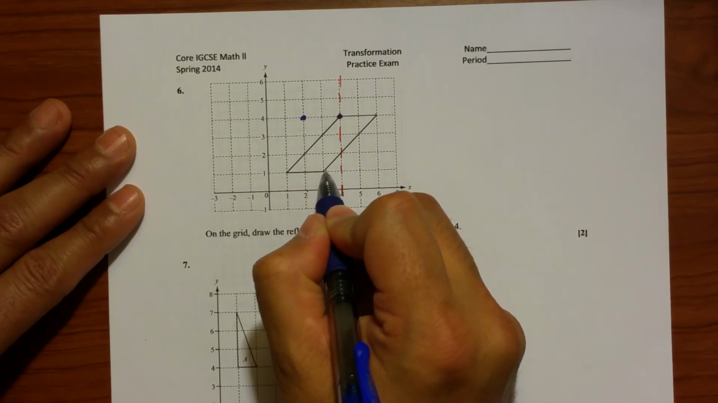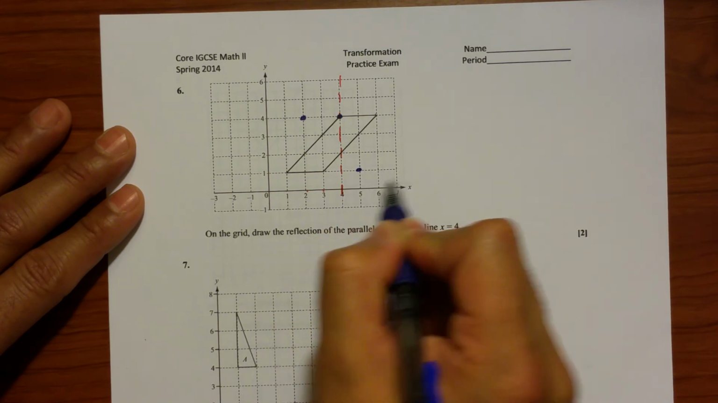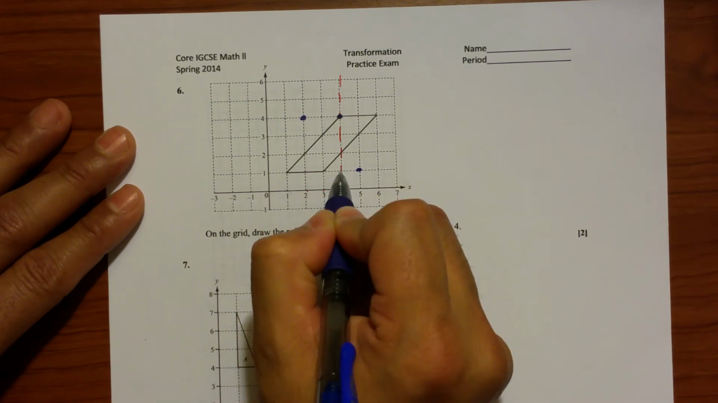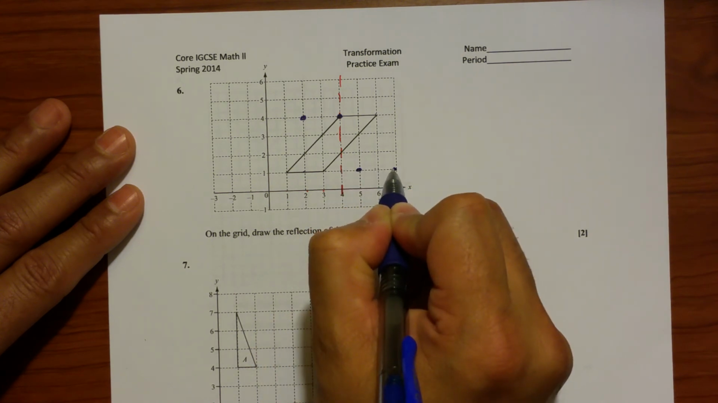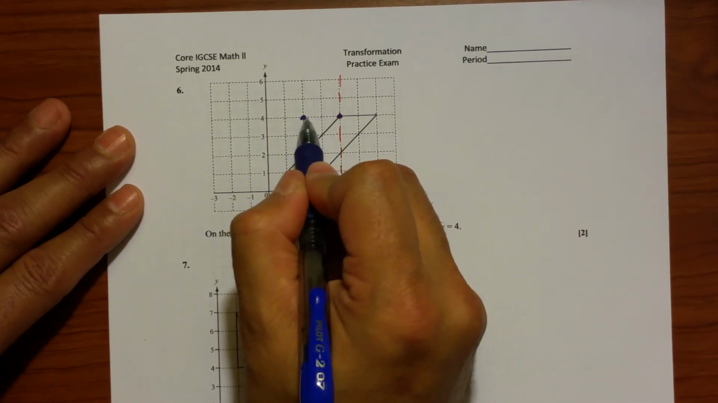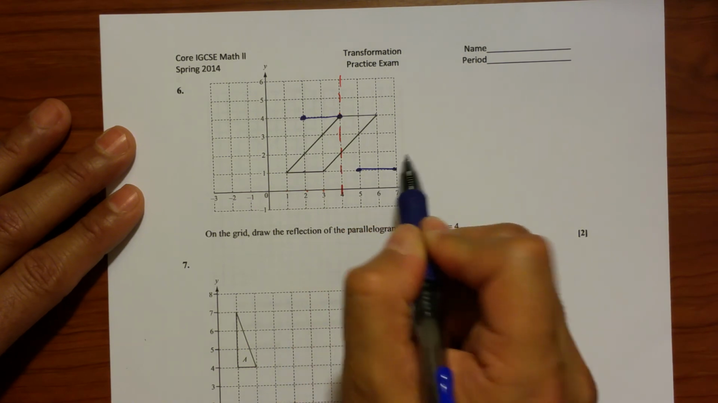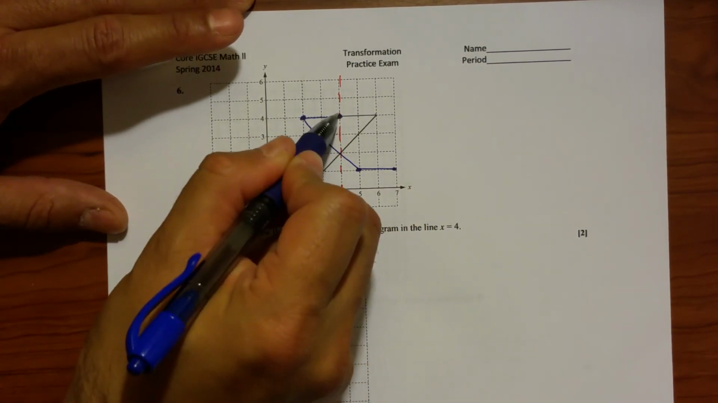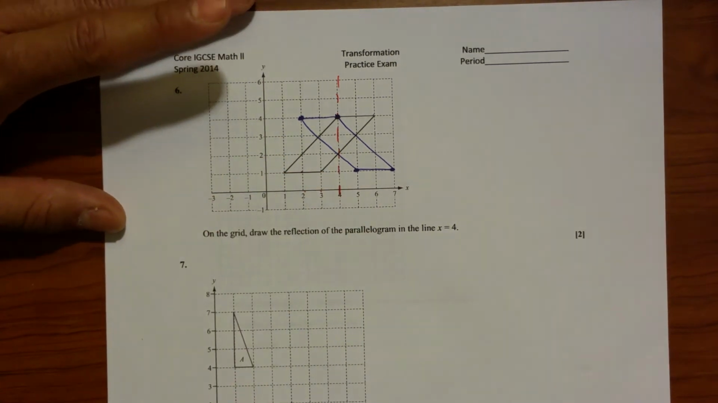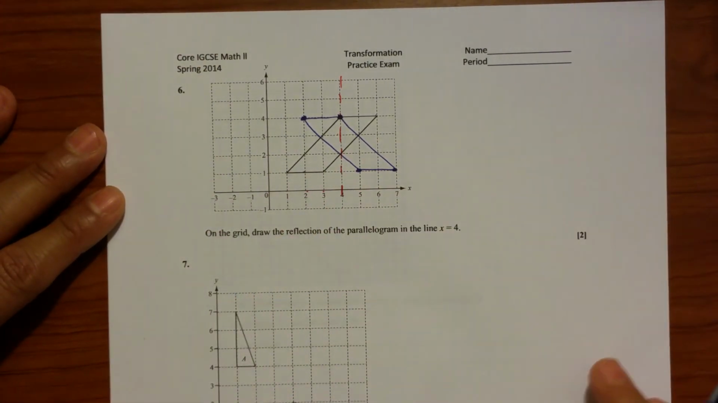Now let's look. This point right here goes over 1 from my line, so it goes over 1 here. Now this one is 1, 2, 3, so this is over 1, 2, 3. There's my points. And this one matches up here, this one matches up here. There we go. I have reflected it across that line.